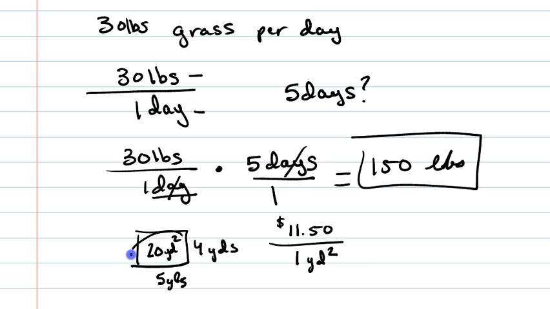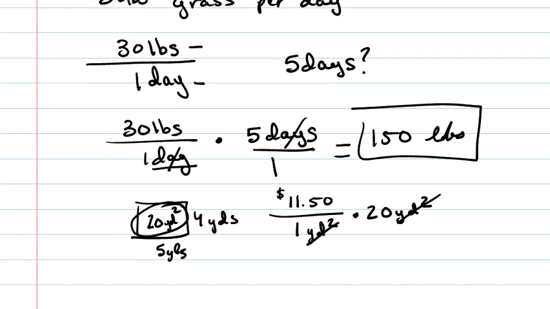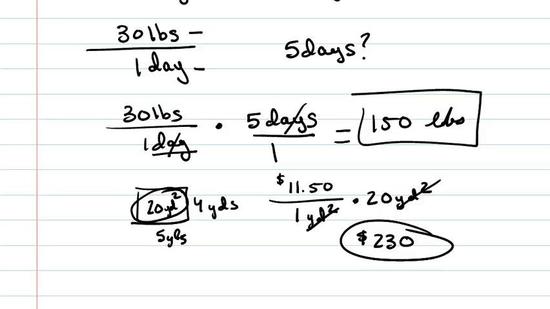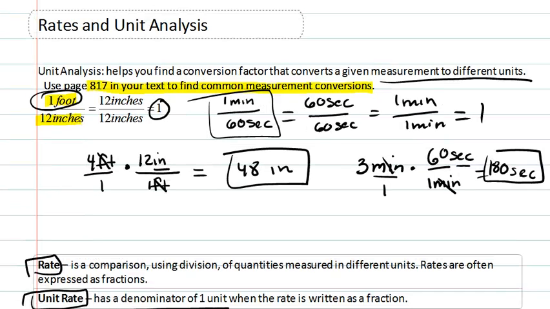I need 20 square yards, so I'm going to multiply this by 20 yards squared. My yards squared cancel out. If I multiply 20 times $11.50, I get a total of $230, which is what it would cost me to purchase the carpet for the room. So this is an example of using rates and unit analysis.